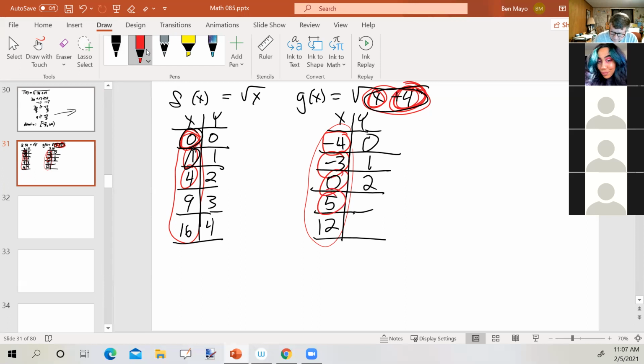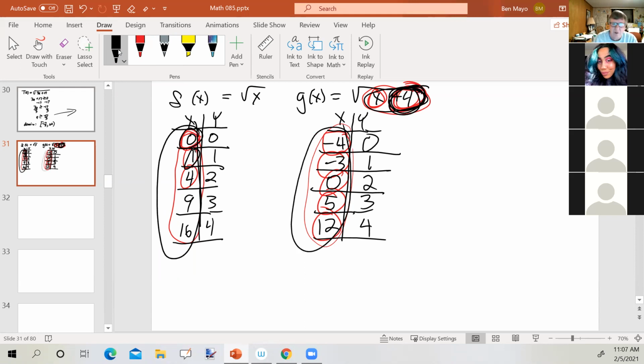What's 5 plus 4? 9. What's the square root of 9? 3. What's 12 plus 4? 16. What's the square root of 16? 4. So to compensate for the plus 4 here, we took these values, subtracted 4 to get those numbers, and then we still got nice numbers.